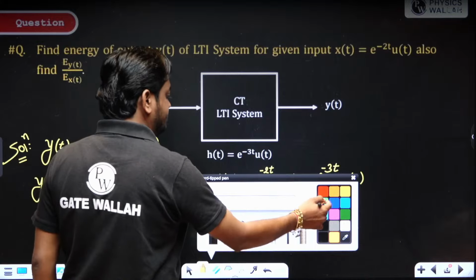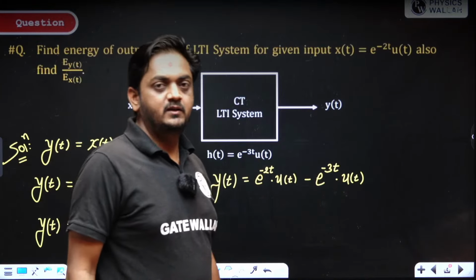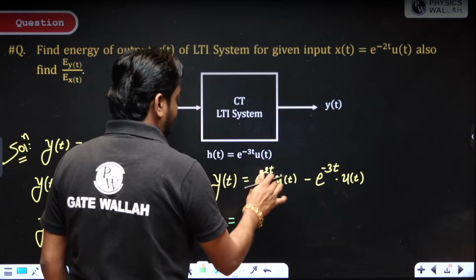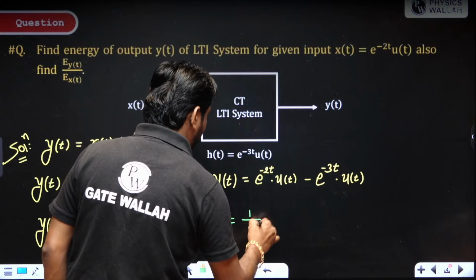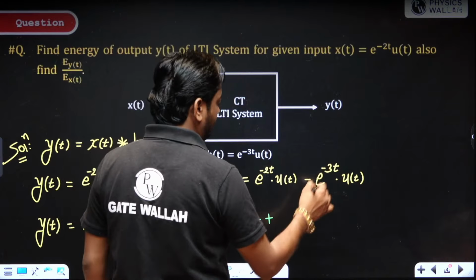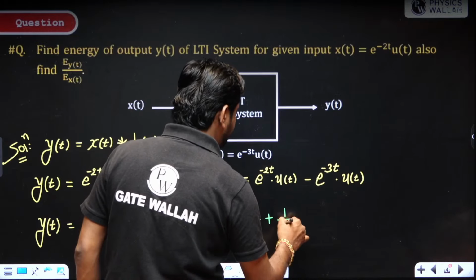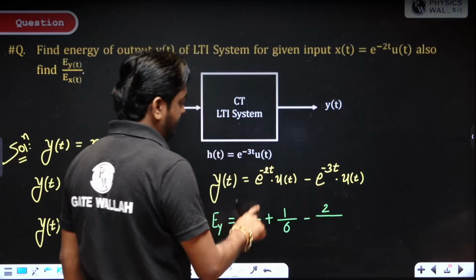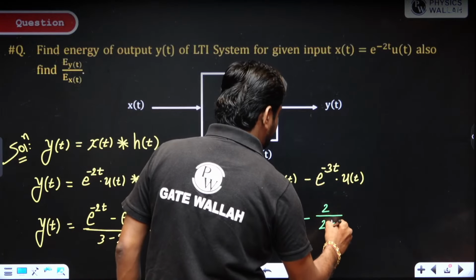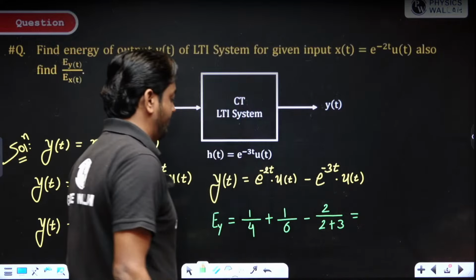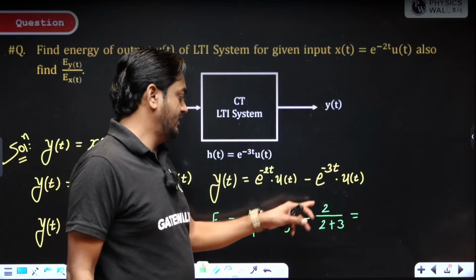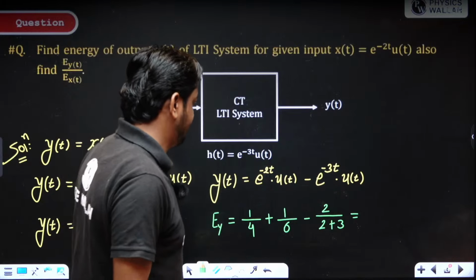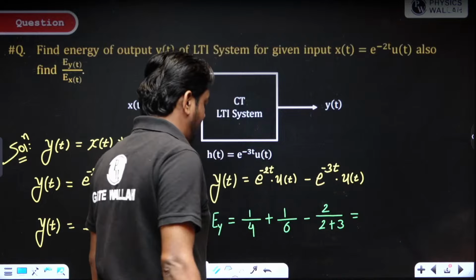Now how to find the energy, guys? You can use the standard formula, but if you know the shortcut, then you can find the energy easily. So the energy of the output signal, Ey, is energy of the first signal, 1 upon 2a, that is 1 by 4, plus energy of the second signal, 1 upon 2b, that is 1 upon 2 into 3, 6. Here this is minus and minus 2 times 2 upon a plus b, guys. a equal to 2, b equal to 3, so 2 plus 3. So just calculate this and tell me. 1 by 4 plus 1 by 6 minus 2 by 5, guys. So I think you will get 1 by 60. Just check once, 1 by 60, guys.